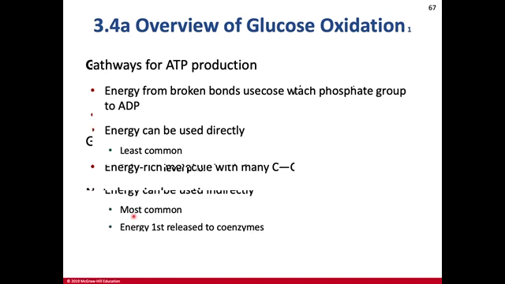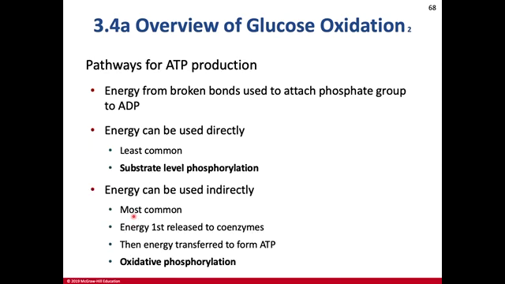The pathways for ATP production, again, are glycolysis, the Krebs cycle, and the electron transport chain. Glycolysis happens in the cytoplasm. It starts with glucose and it ends with the production of pyruvate.